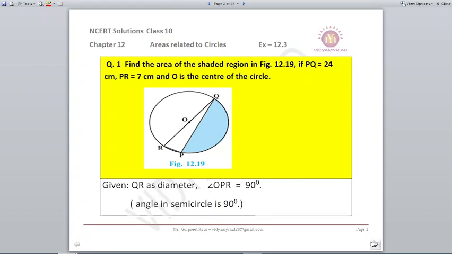So here we are given QR as the diameter. That means that the angle in the semicircle will be 90 degrees. So the triangle which is formed will be a right angle triangle. In this right angle triangle, two sides are already given to us. We can find the third side with the help of Pythagoras theorem.